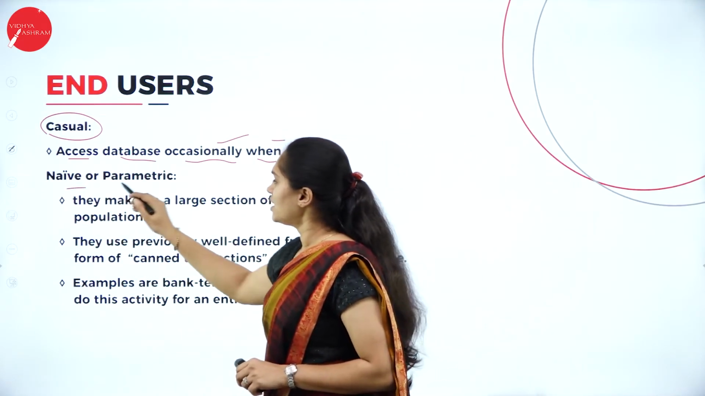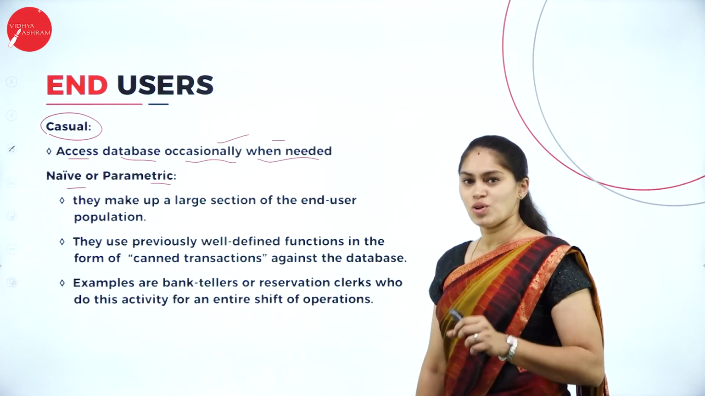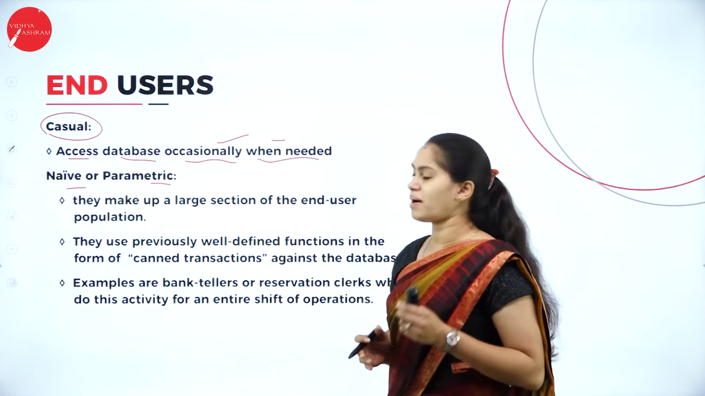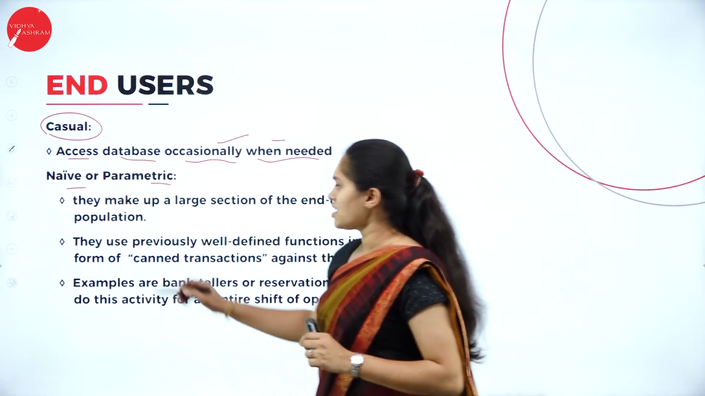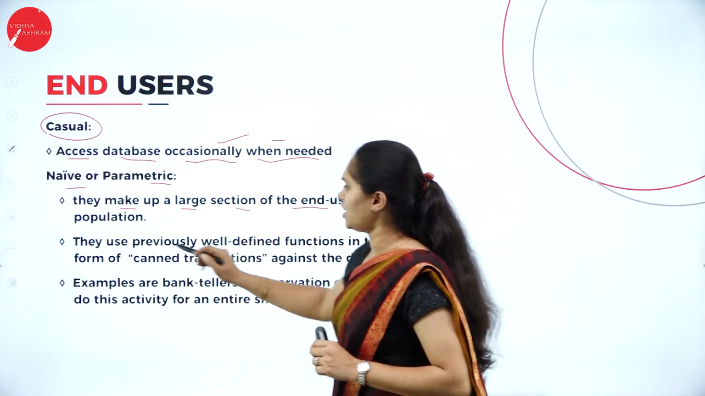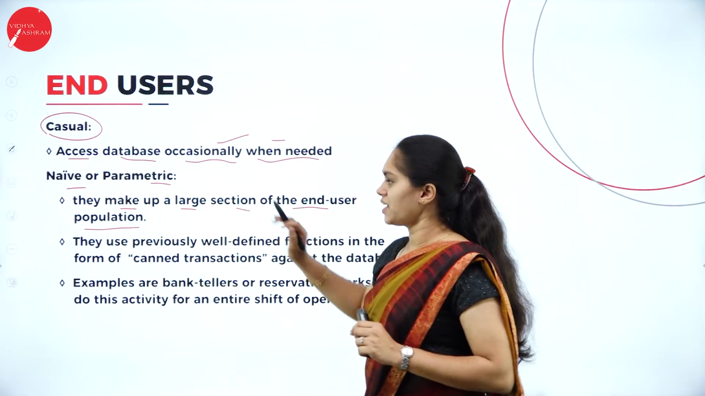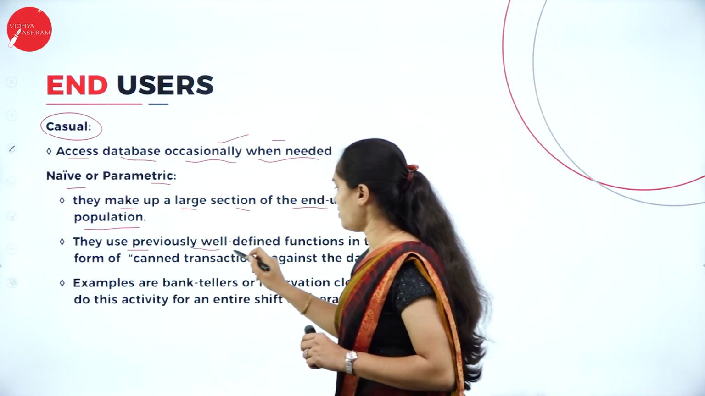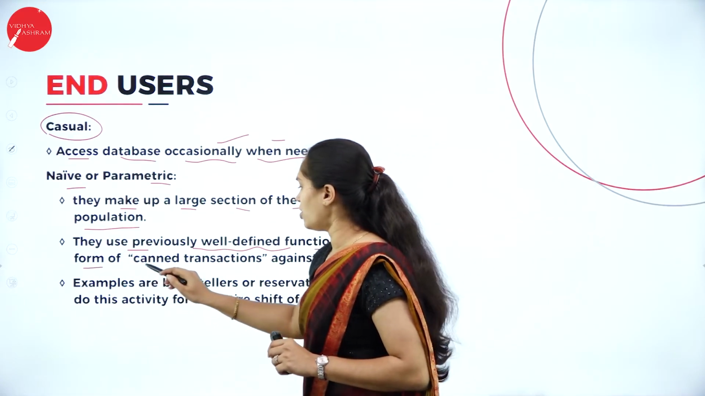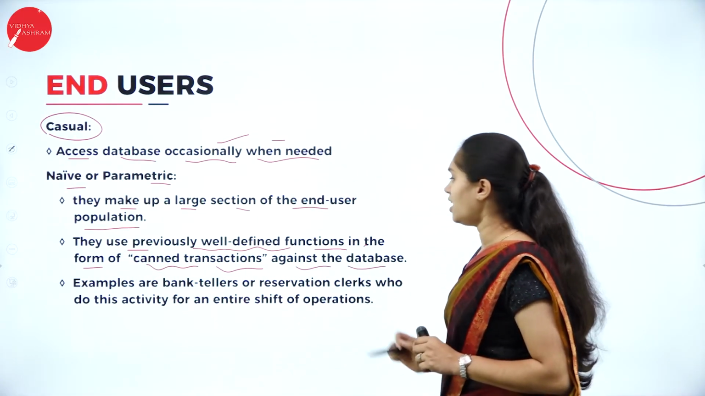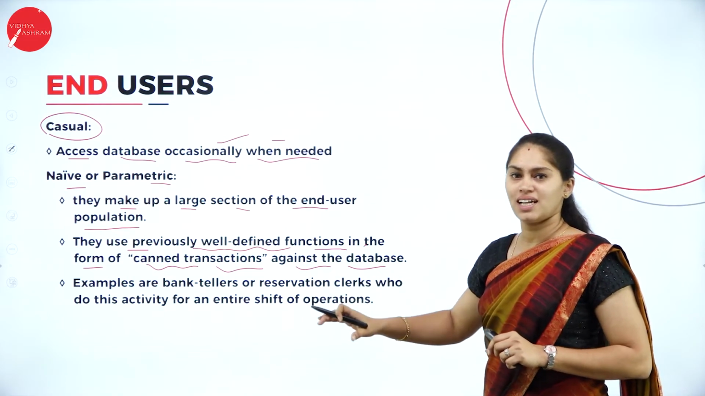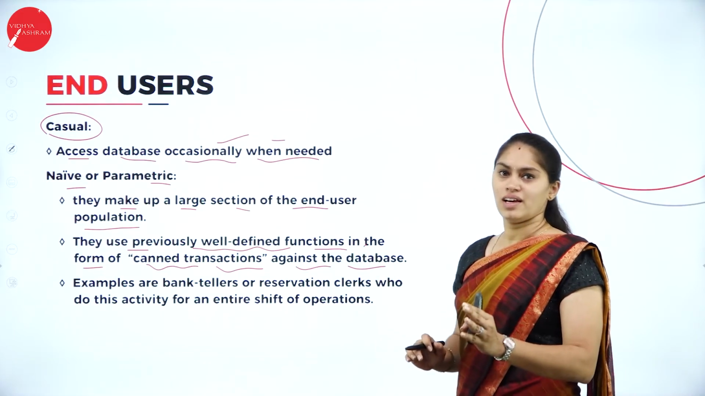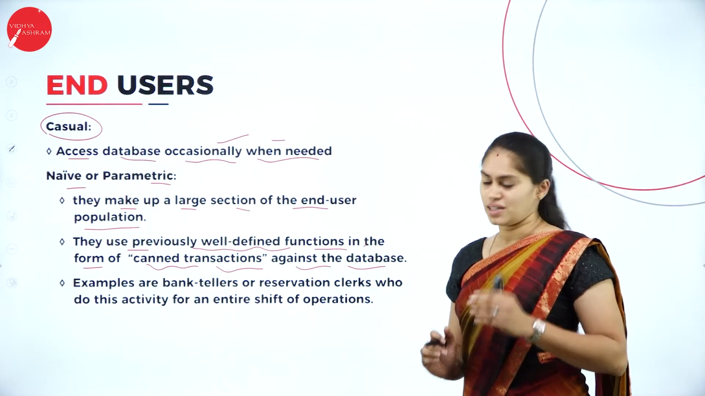Next we have naive or parametric end users. They will be considered as regular users. So naive or parametric users are regular users, and they make up a large section of the end user population. They use the database in a regular manner, but they use previously well-defined functions in the form of canned transactions against the database. They know how to use the database and how to get the benefit out of it. They are regular users, using it for a particular purpose.